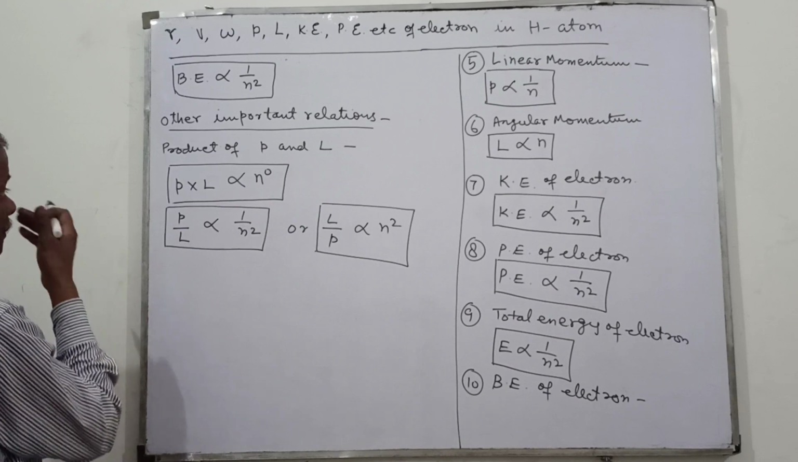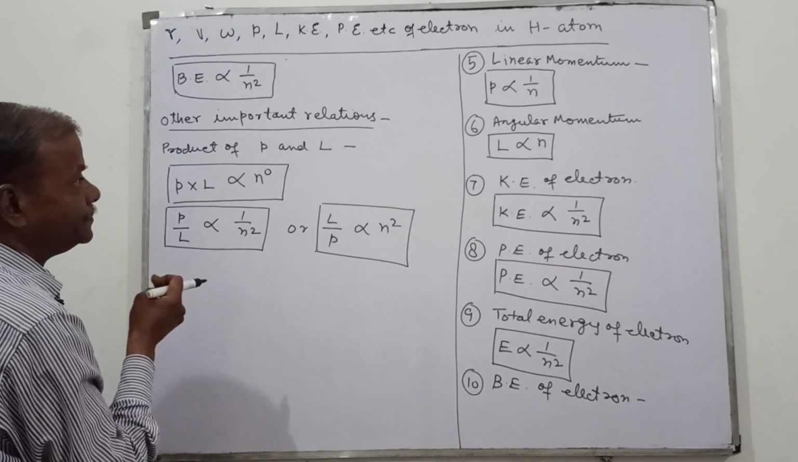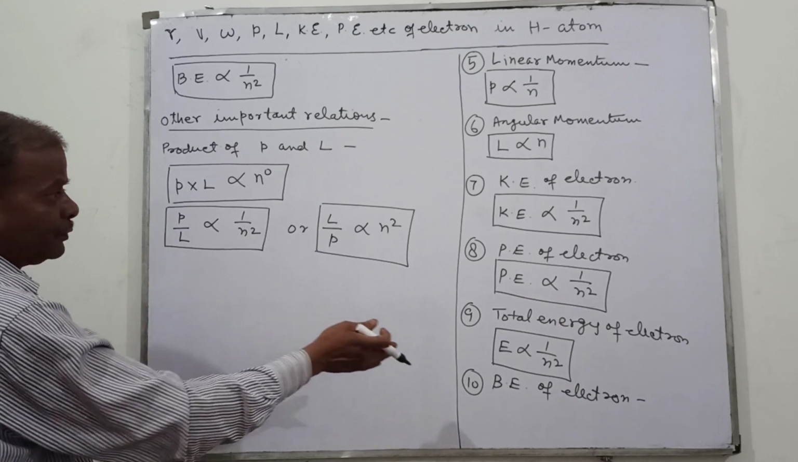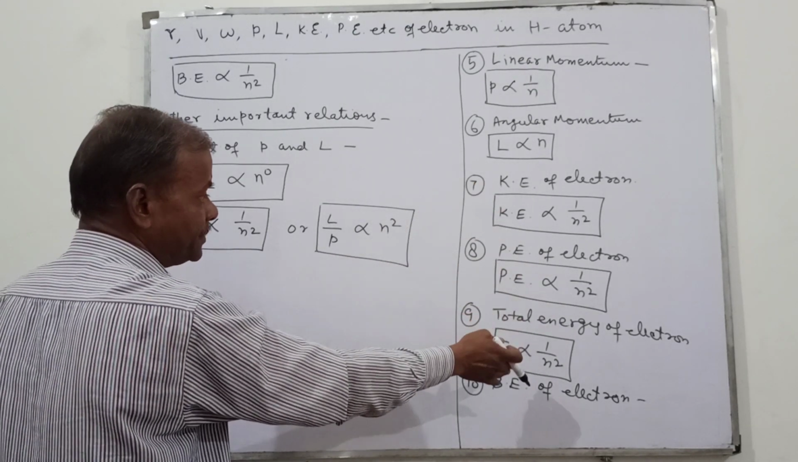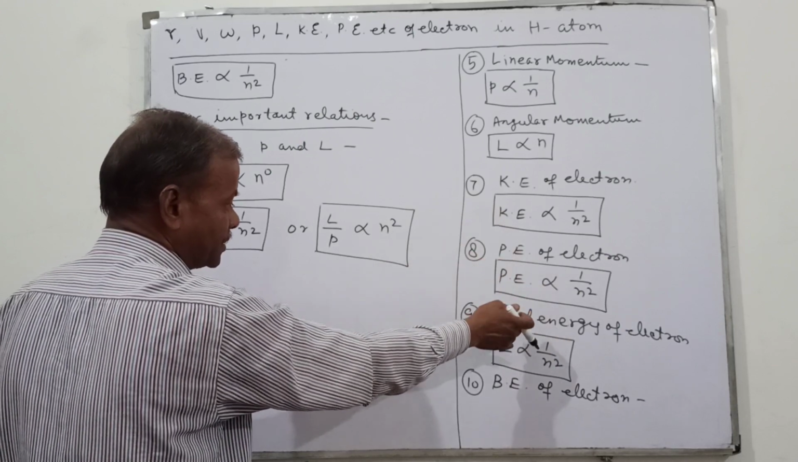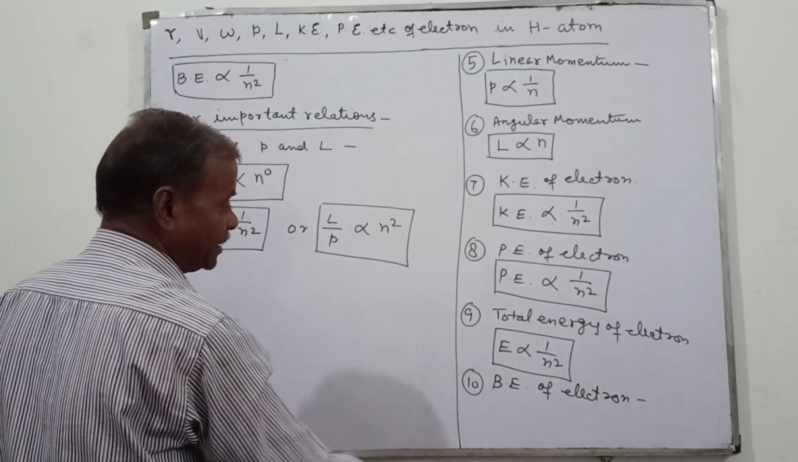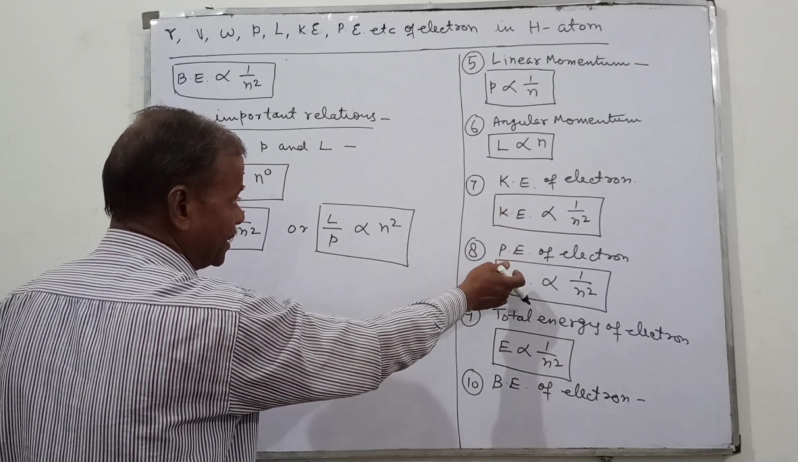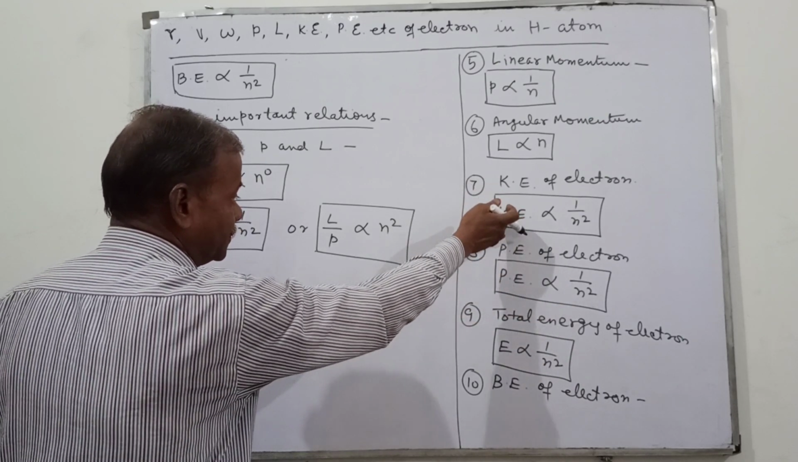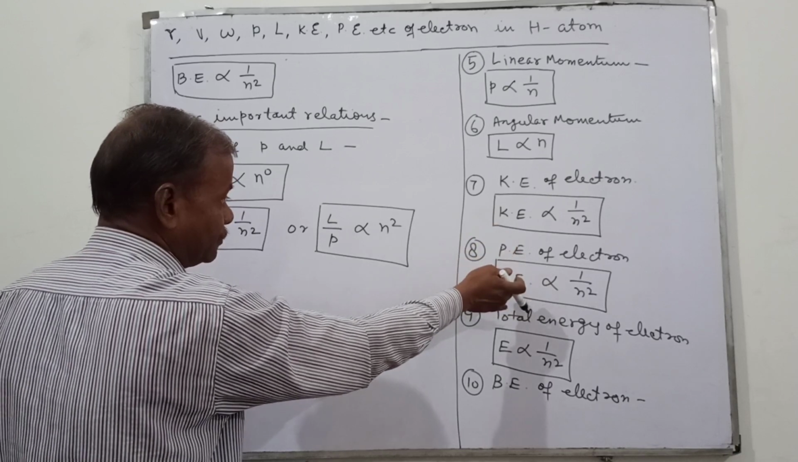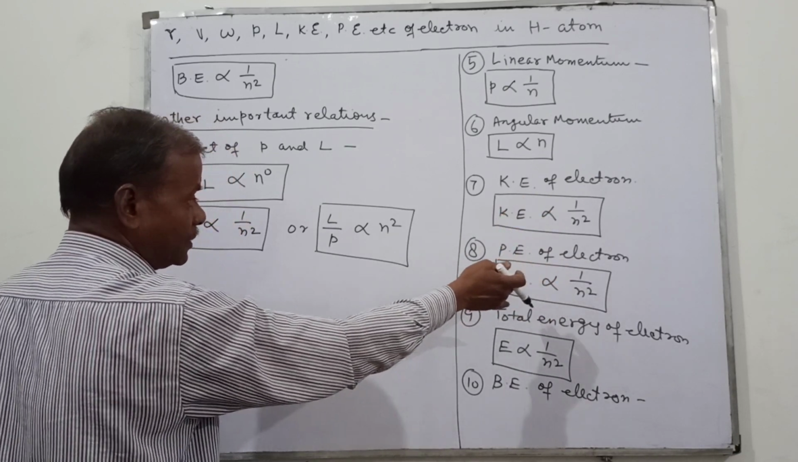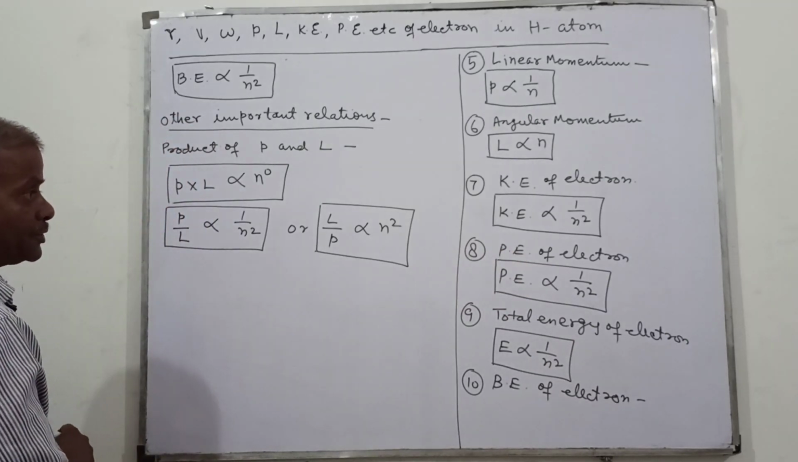Similarly, you can see that in case of the energies, the kinetic energy, potential energy, and binding energy. If you multiply the potential energy by the kinetic energy and divide by these two, then we can find it to be 1 upon n square, 1 upon n square. So this is equal to n raised to power 0.